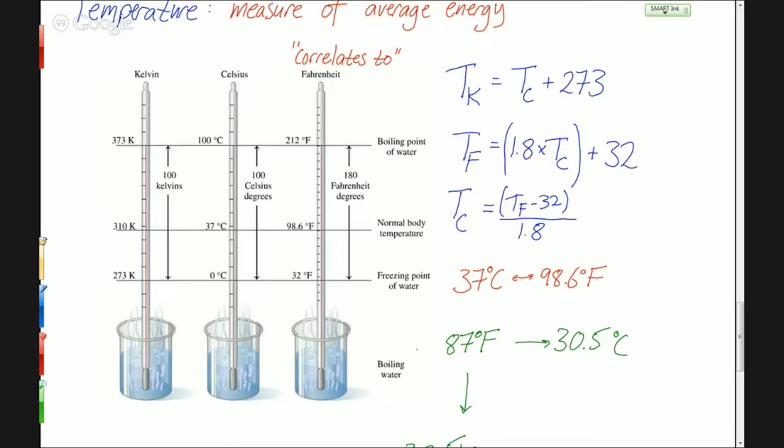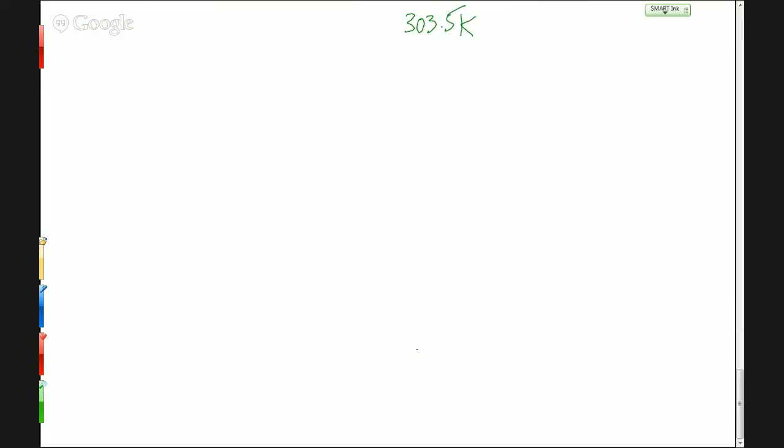Before we do that, we have to talk a little bit about the units we use for energy. So these units are not measures of energy. These are measurements of temperature. So what units are measurements of energy?